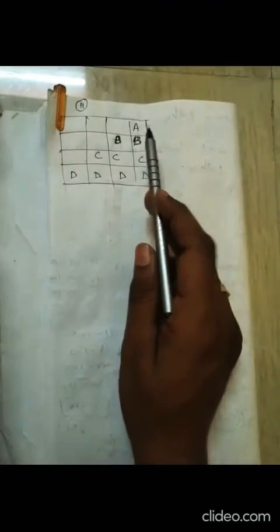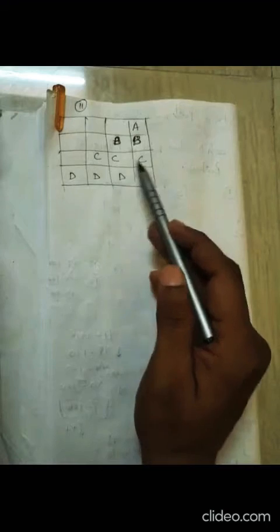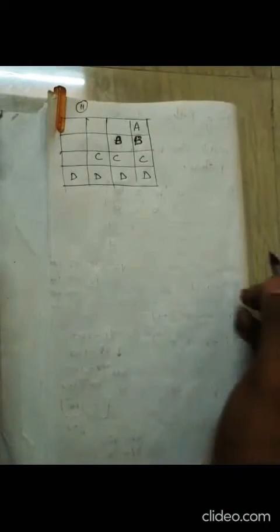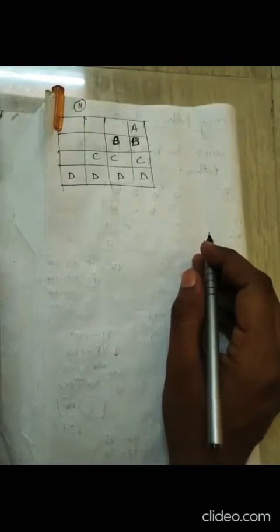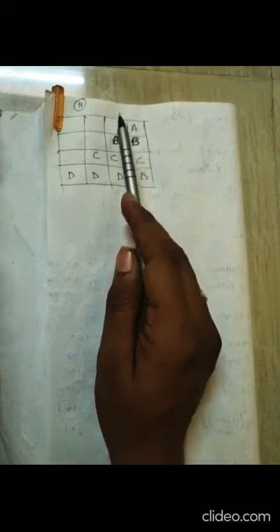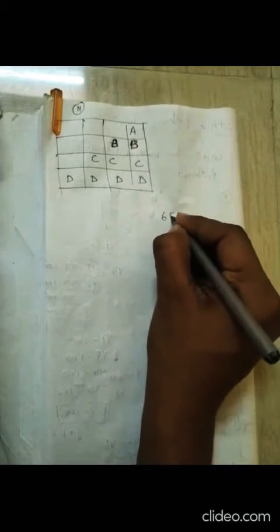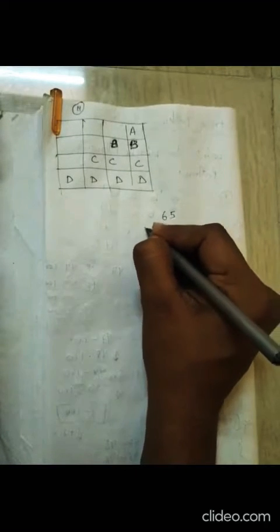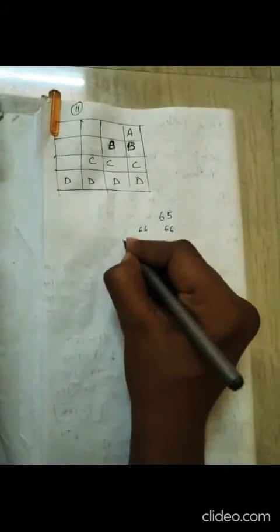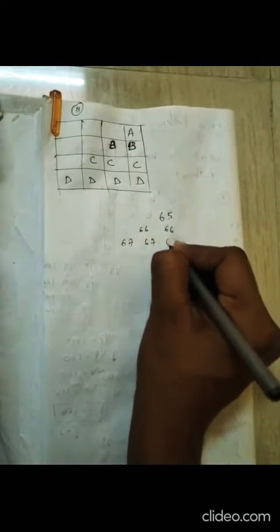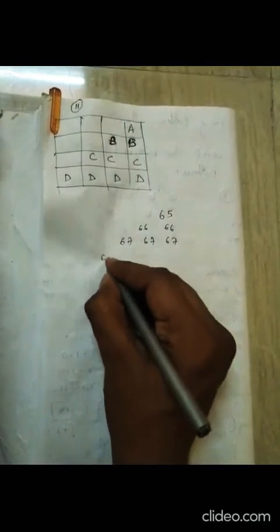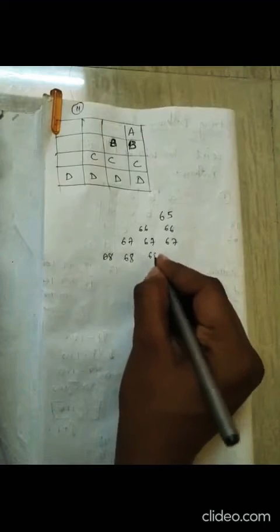The next one is given: A, B B, C C C, D D D D. This is given to you all. Now how will we apply it here? Again you can see 3 spaces in the first line. Again we first have to arrange with the ASCII values. Capital A's ASCII value is 65, so we have 65. Then 66, 66, then 67, 67, 67, then 68, 68, 68, 68.